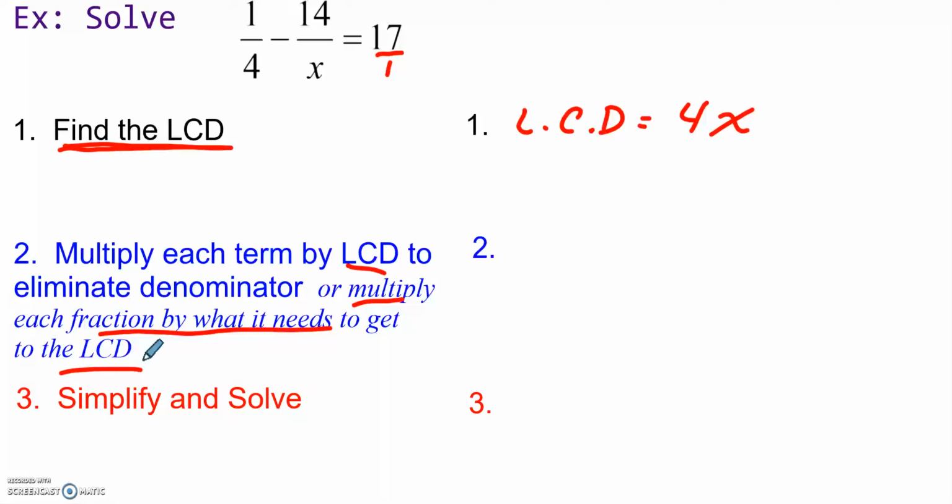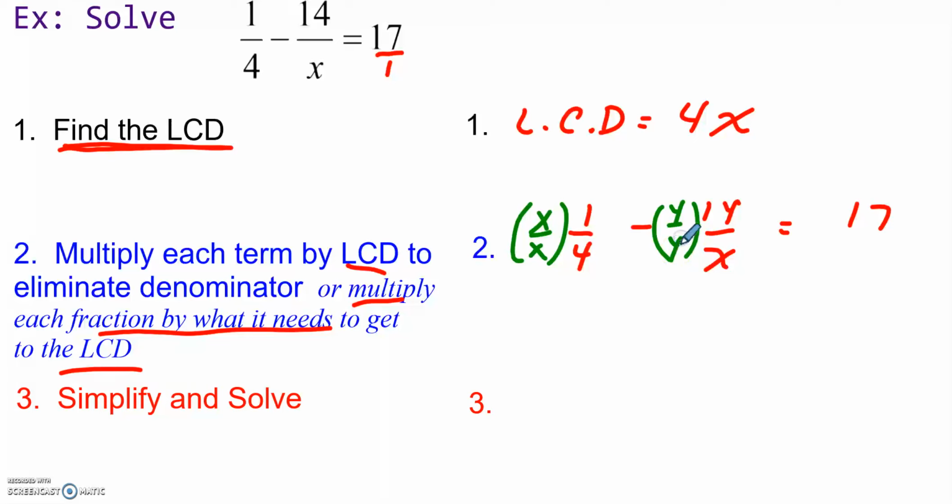So if I wrote down the original problem, 1/4 minus 14 over x equals 17. This first fraction has the 4, and it needs the x in order to get the LCD. So you'd multiply top and bottom by x over x. This second fraction has the x, so it needs the 4 over 4. This third fraction only has a 1, so it needs both the 4 and the x, so you'd multiply by 4x over 4x. After that, you would simplify.